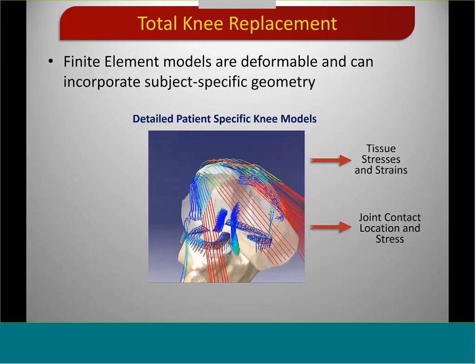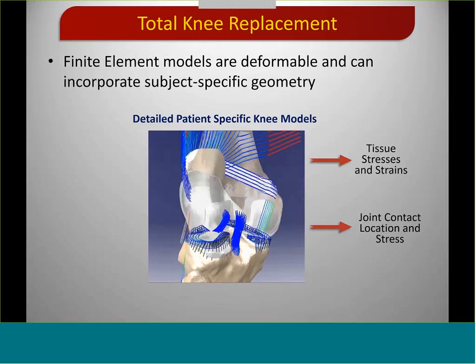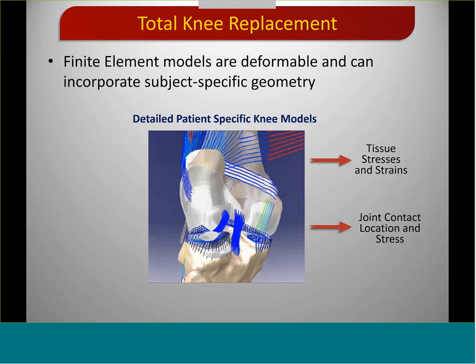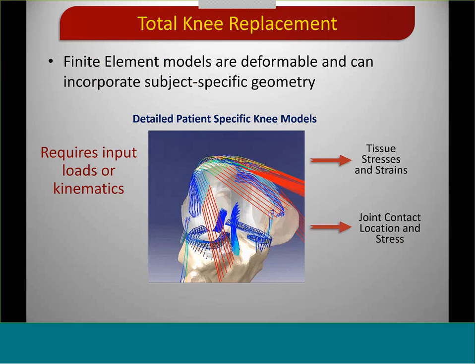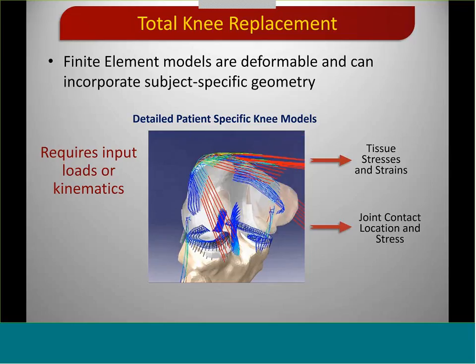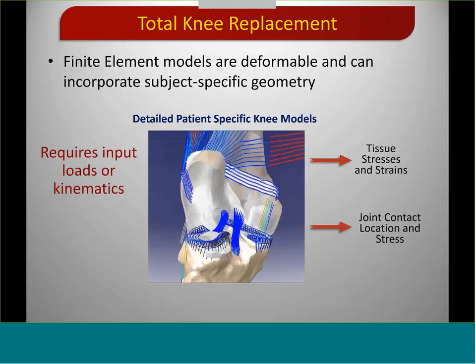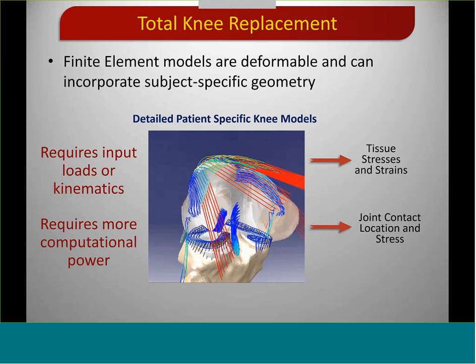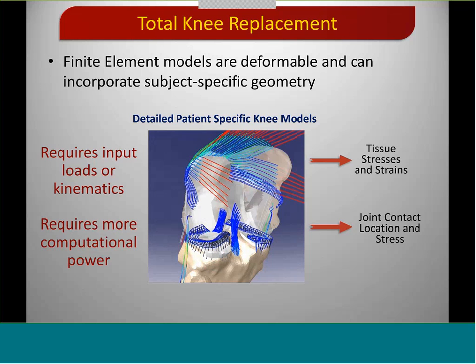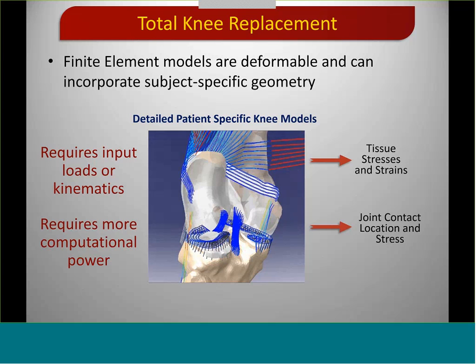The challenge here is that if you have a model of the joint like this, it requires an applied loading condition or kinematics as input from some other source. Another challenge is that these models can be much more computationally expensive, which makes it hard to build whole body musculoskeletal simulations like you see in OpenSim.